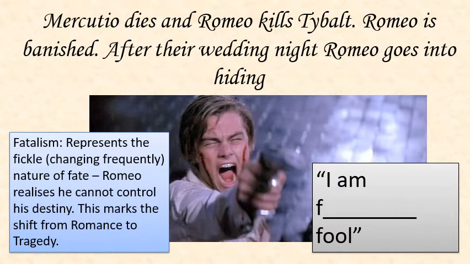Mercutio dies and Romeo kills Tybalt. Romeo is banished. After their wedding night, Romeo goes into hiding and he goes into exile. But at this point, when we're talking about fatalism, and Romeo is talking about how he is at the mercy of fate, he says, I am something's fool. And that word is fortune's fool.